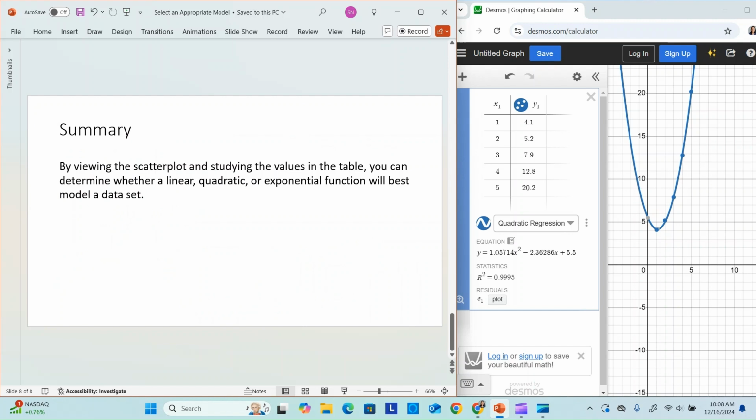So remember, by viewing the scatter plot and studying the values in the table, you can determine whether a linear, quadratic, or exponential function will best model a data set.